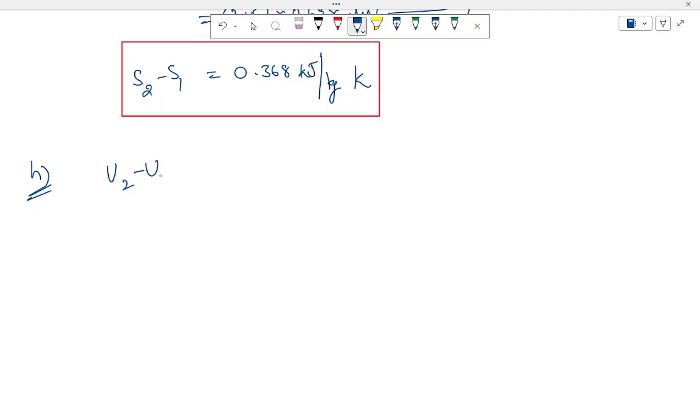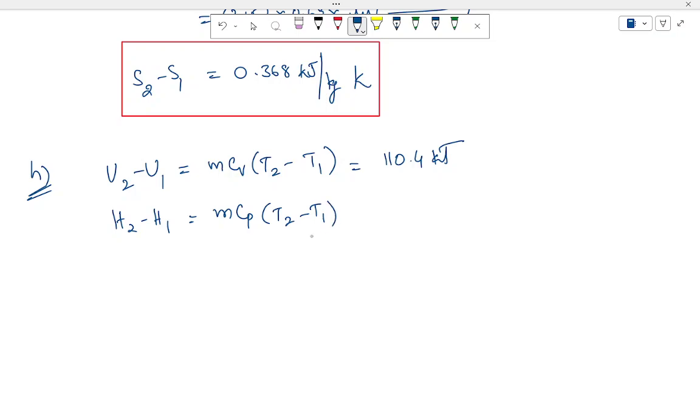The U2 minus U1 is m Cv into T2 minus T1. We have already calculated it previously, which is 110.4 kilojoule, and H2 minus H1 is equal to m Cp into T2 minus T1, which is 147.2 kilojoule. These things we have already found out.